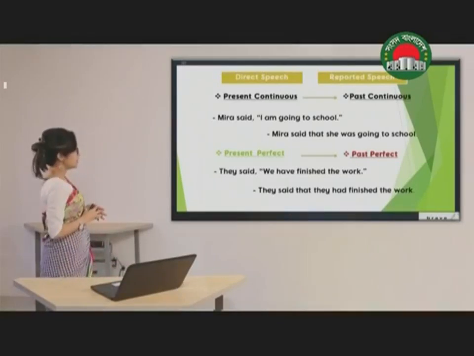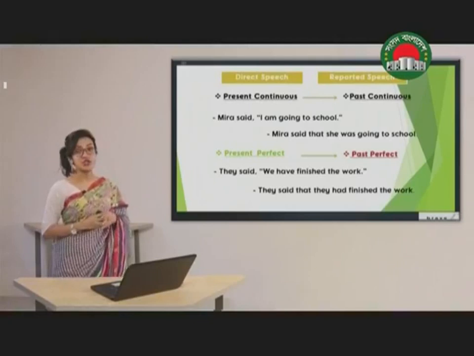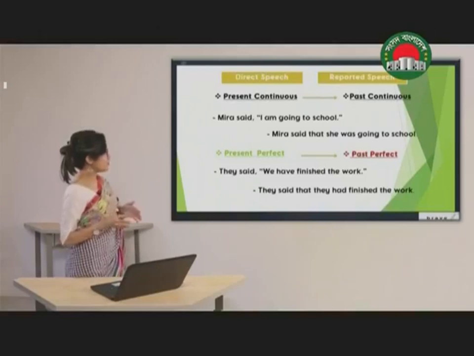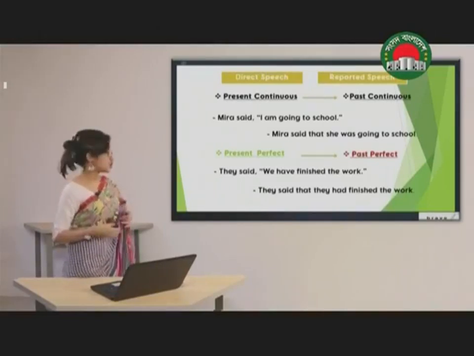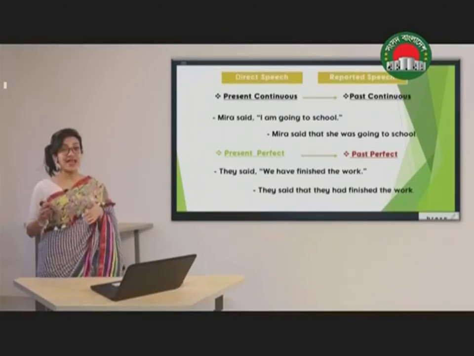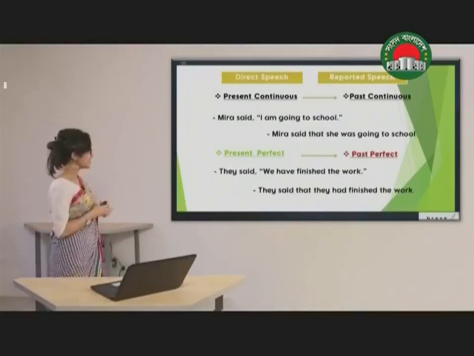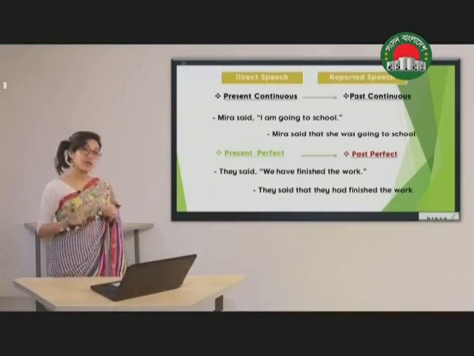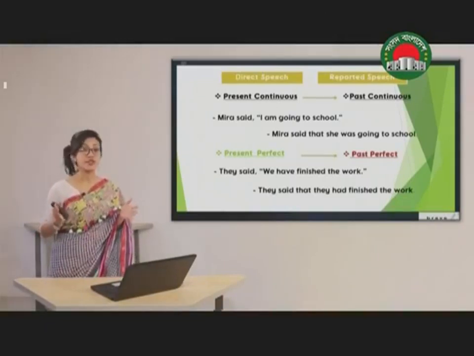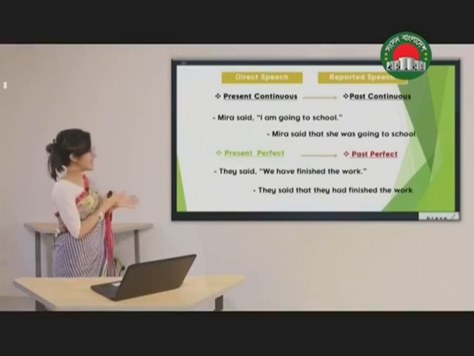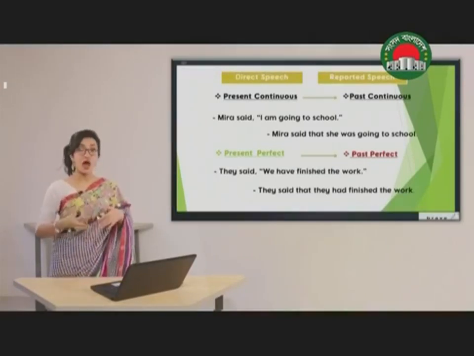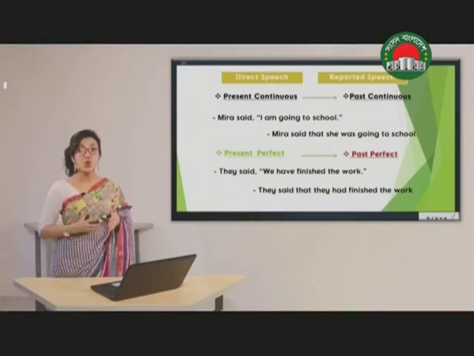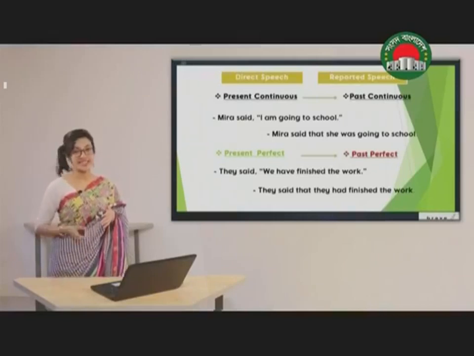Now the third one. In case of present perfect, we are going to change it into past perfect. For example, they said, "We have finished the work." It has been changed into they said that they had finished the work. As you can see in this sentence, we have omitted the comma after said. We have also deleted the inverted comma of the direct speech, and we have added that in case of indirect speech. Now how has the tense been changed? As we have present perfect in direct speech, we have changed it into past perfect tense.